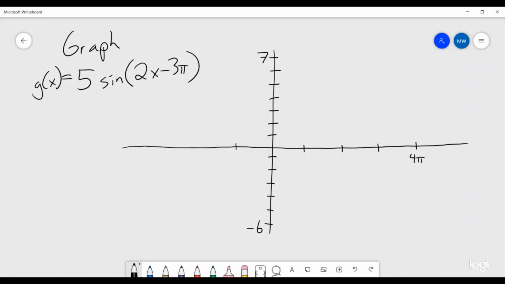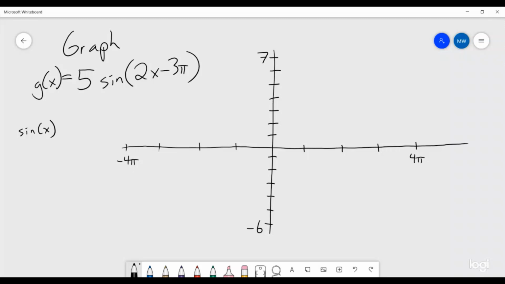Okay, so while I'm finishing up putting the touches of our scale on this graph, let's start by figuring out what our baseline function is. Our baseline function is just sine of x. That's just where we're starting. So let's start by figuring out the graph of sine of x.